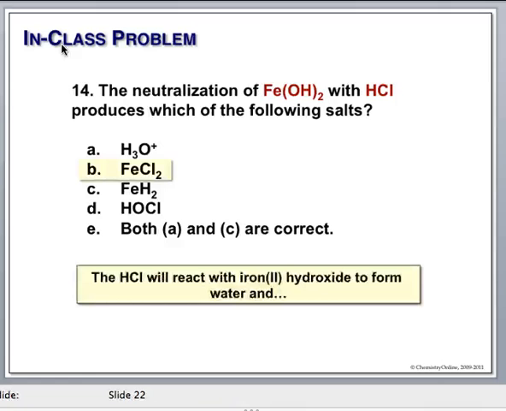If you took copper 2 hydroxide and reacted it with HCl, you would get copper 2 chloride, wouldn't you? It's just simply exchanging the ions.